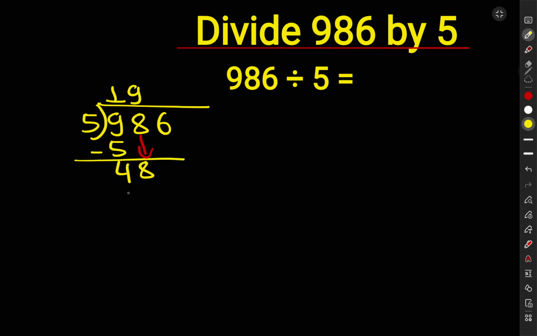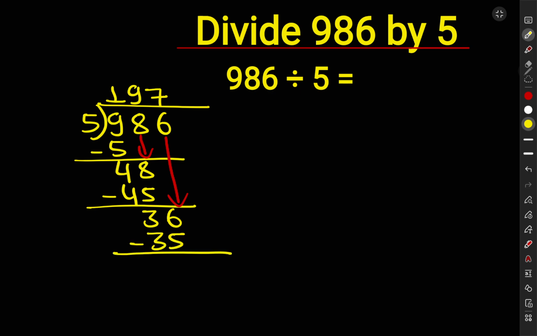5 times 9 is 45. On subtracting we get 3. So again we put down this 6 and it is 36. 5 times 7 is 35. On subtracting we get 1.